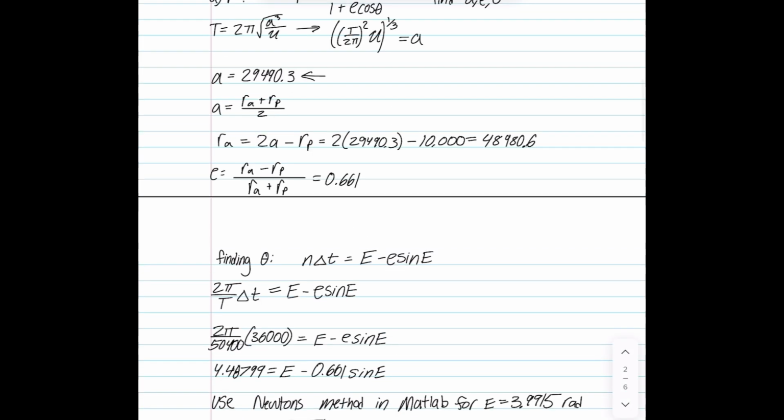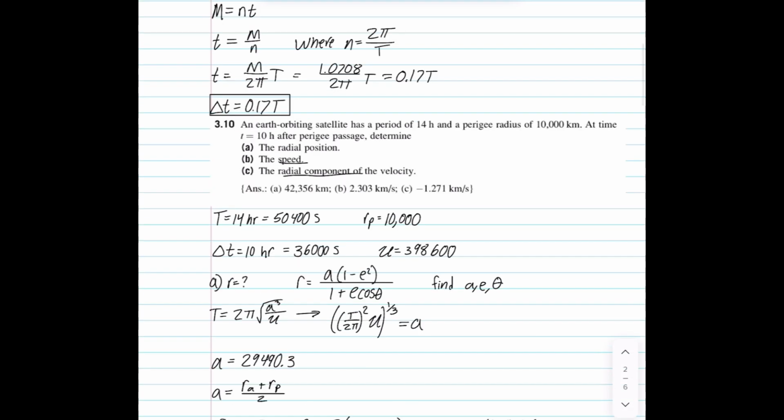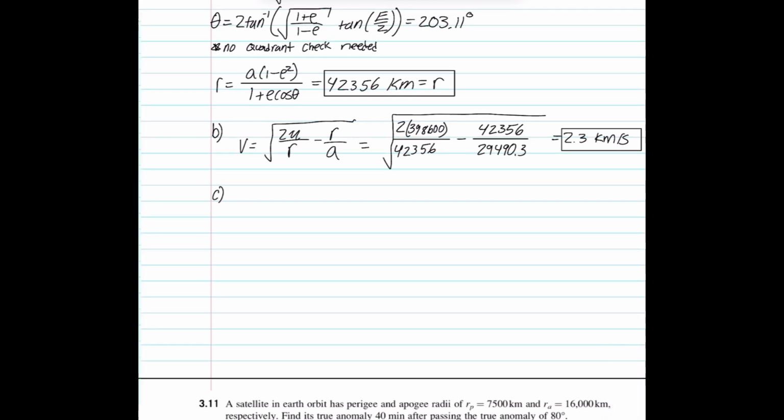And now we need the semi-major axis, which we already found right there, so we can plug that in. So it's about 2.3 kilometers per second. And now we need the radial component of the velocity, so it should be less than 2.3.